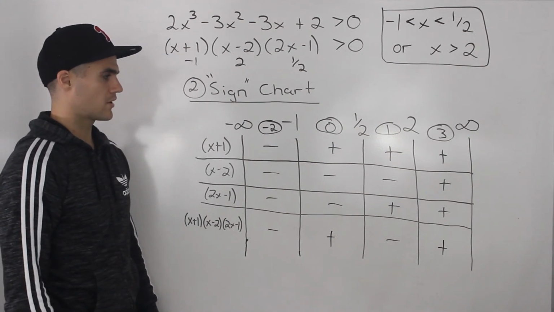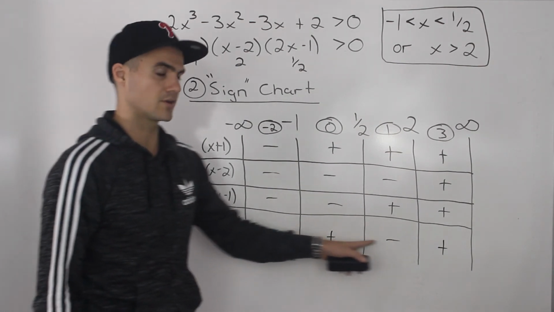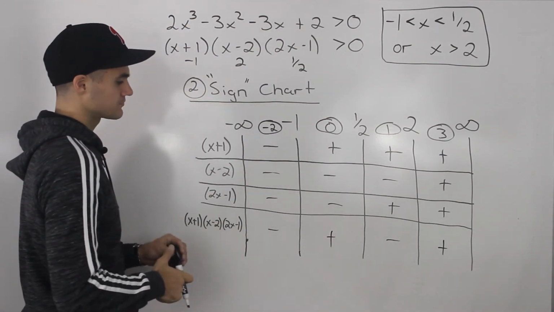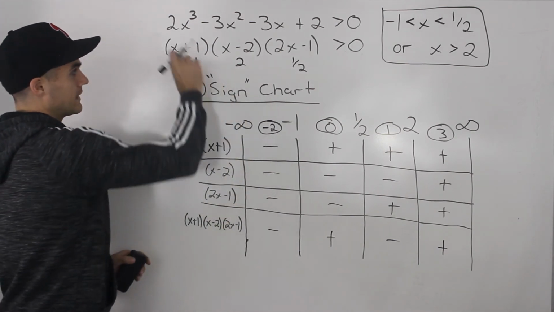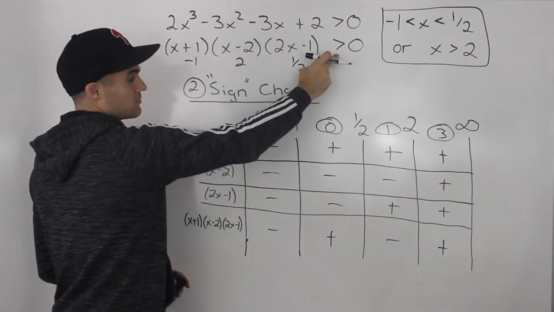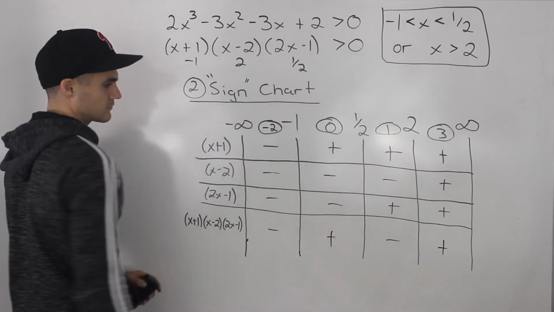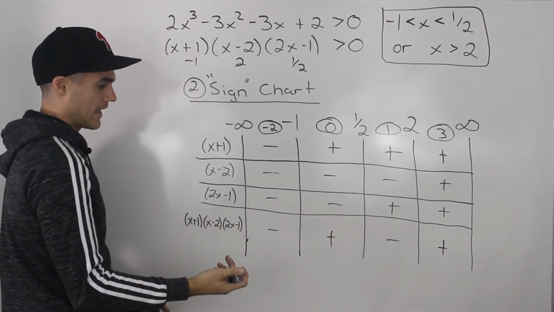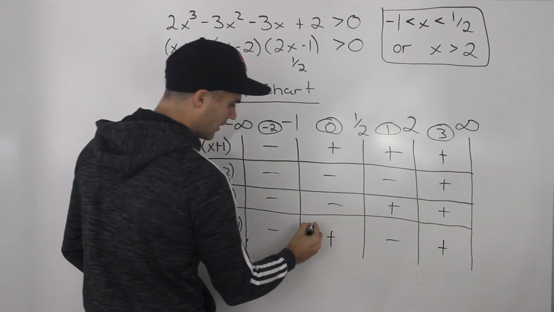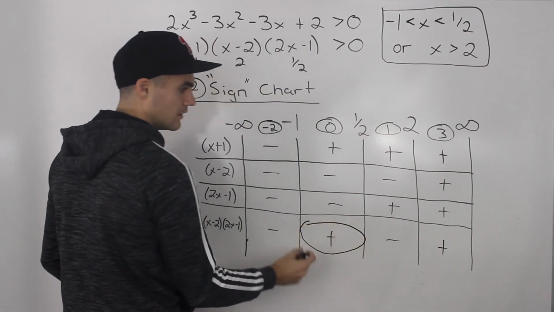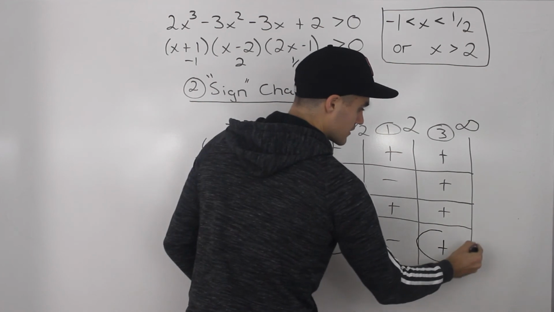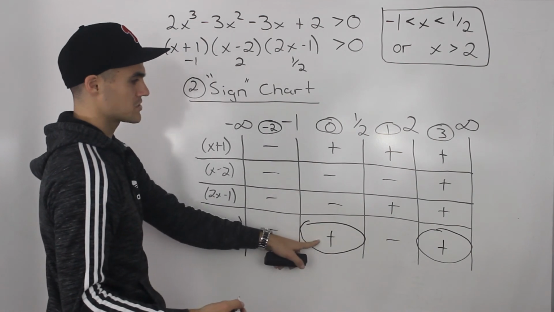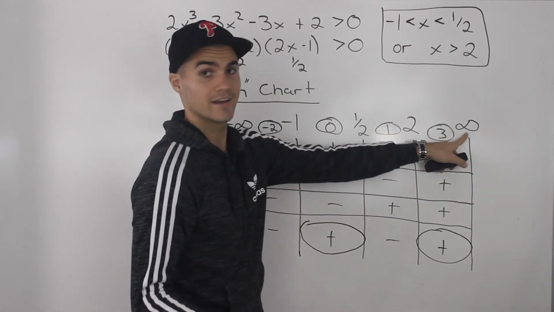So now the most important part of a sign chart is this last row here. That's the one that we are concerned with. That's the one that's going to give us the answer to our question. So when is this polynomial function greater than 0? Let's go back to our original inequality. Well, it's going to be greater than 0 when this polynomial is positive. And when is it going to be positive? Well, it's going to be positive in this interval and also in this interval, right? So in between -1 and 1/2, the polynomial is positive, and between 2 and infinity.